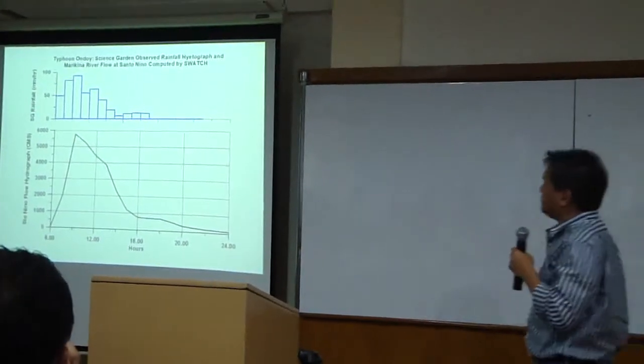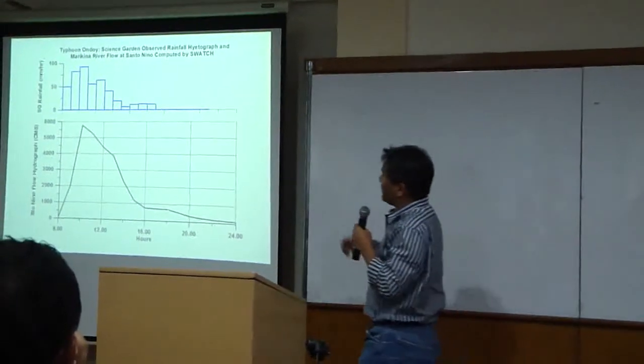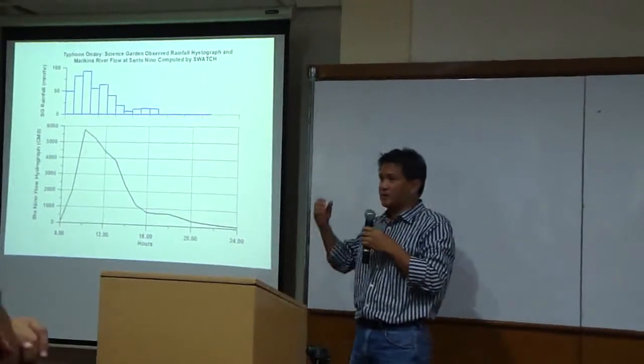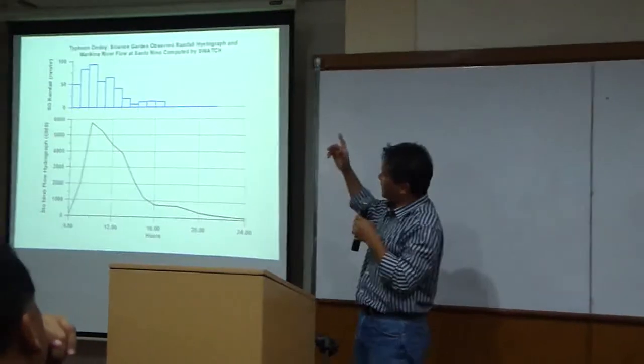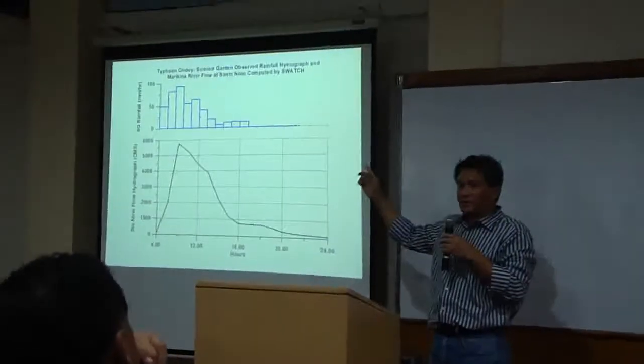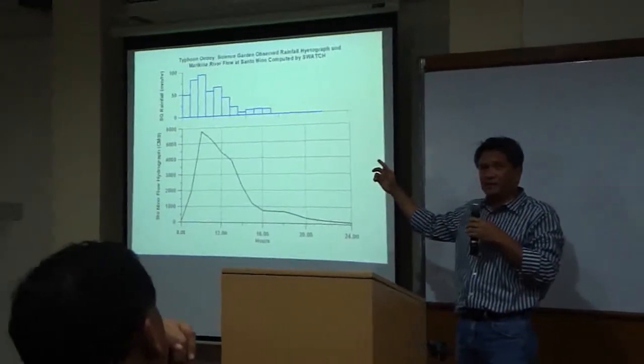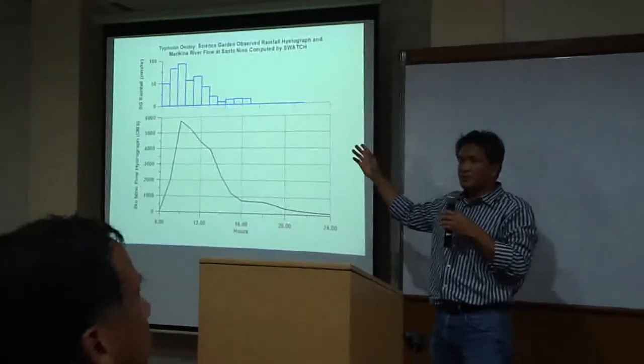So with that, essentially, the major input to the model, of course, is the rainfall. So we got this Science Garden rainfall, almost 6 in the afternoon.